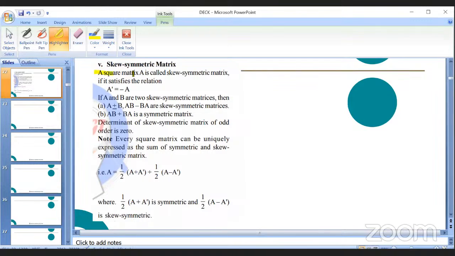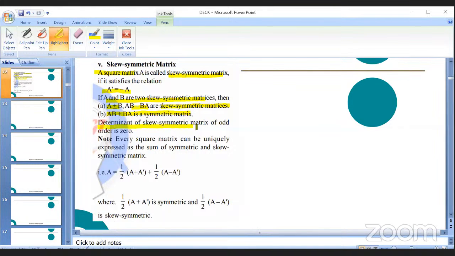A square matrix A, you can call it a skew symmetric matrix if A dash, that means transpose of A, is minus A. Now, if A and B are two skew symmetric matrices, then A plus or minus B, AB minus BA are called skew symmetric matrices. But AB plus BA will be a symmetric matrix.